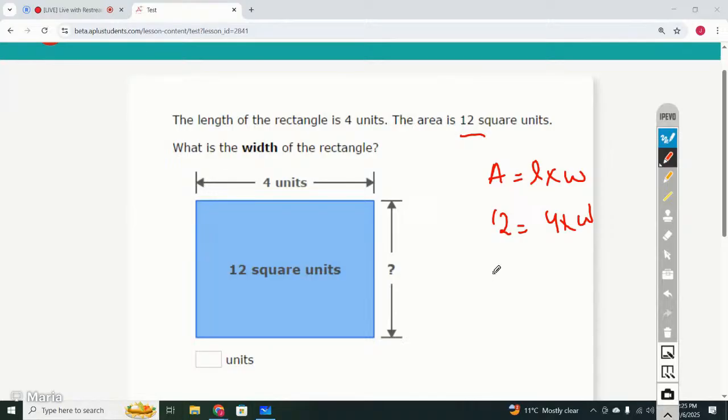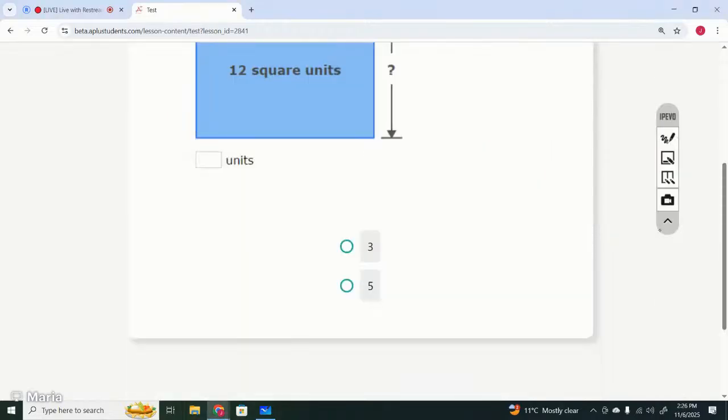4 times 3 is 12, isn't it? 4 times 4, no, 4 times 3. So that means the width is 3. The correct option is 3. 4 times 3 is 12. The width is 3 units.